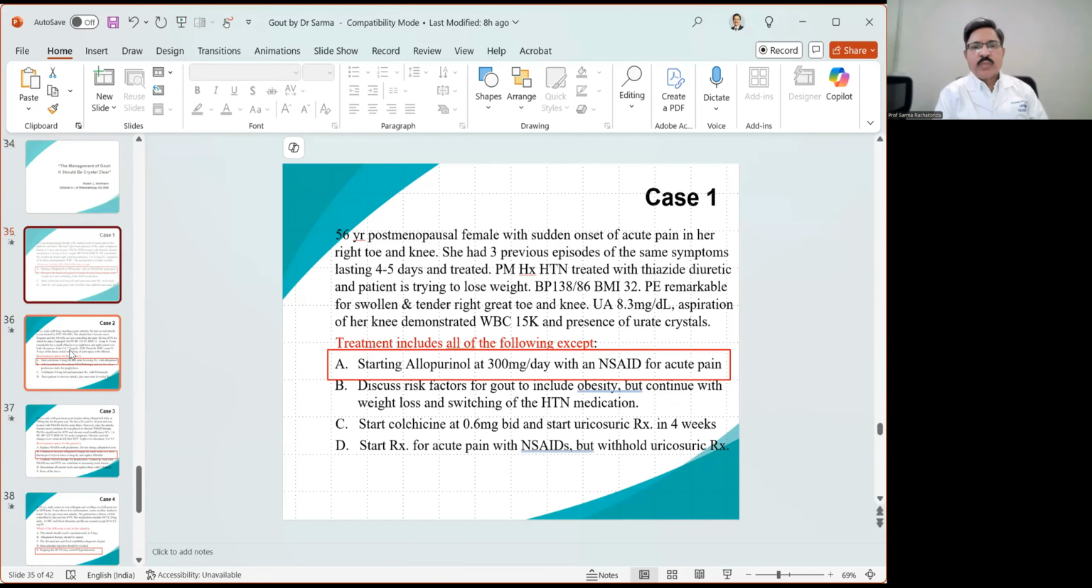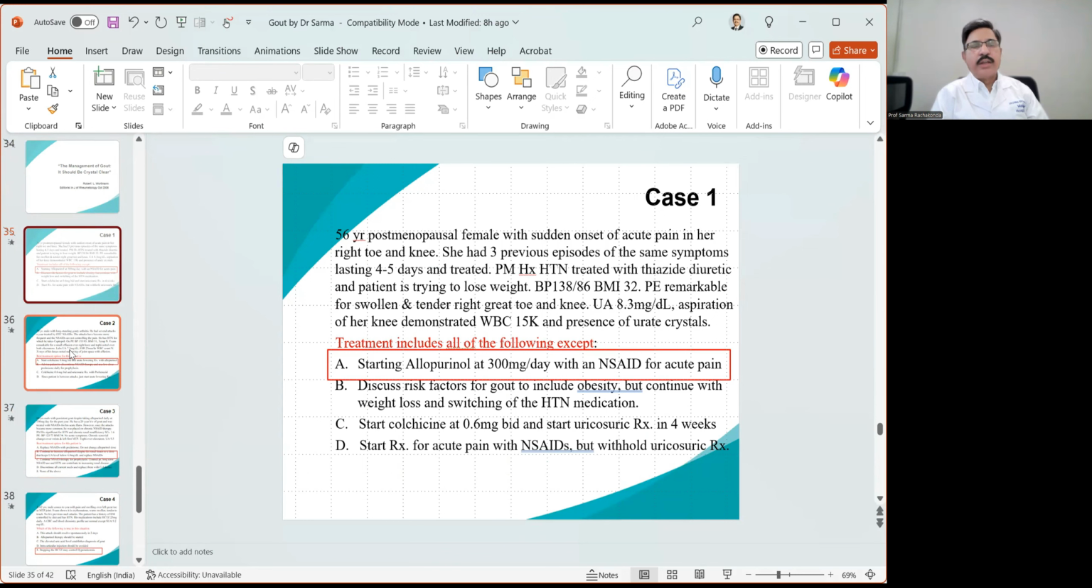Okay, so you have a case. What stage of gout it is, you should know: acute, tophaceous, or chronic, or is it gout at all? First of all, is it hyperuricemia gout? Yes, it is, because the uric acid level is 8.3. She is a female patient with sudden onset of acute right toe pain and knee joint pain.